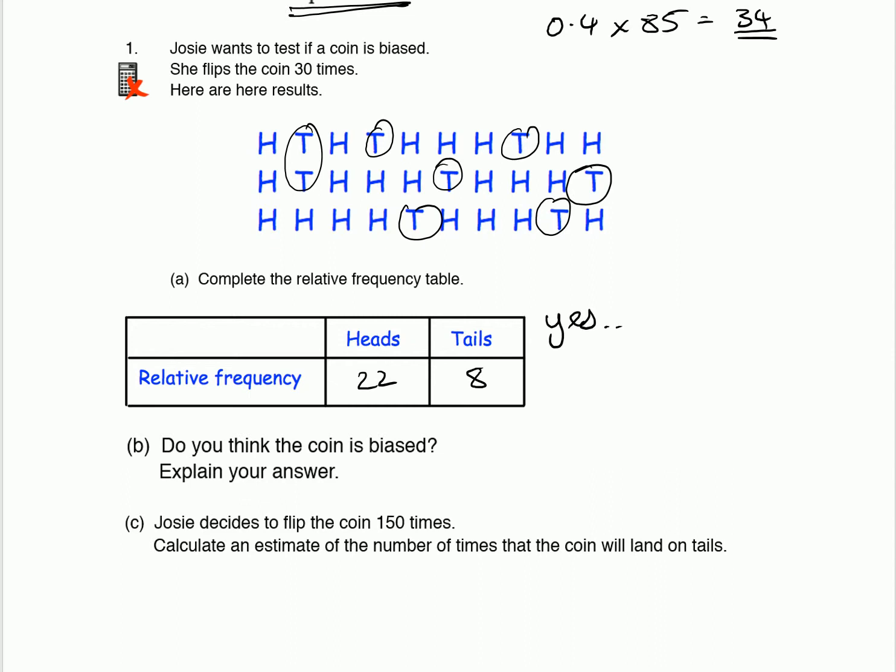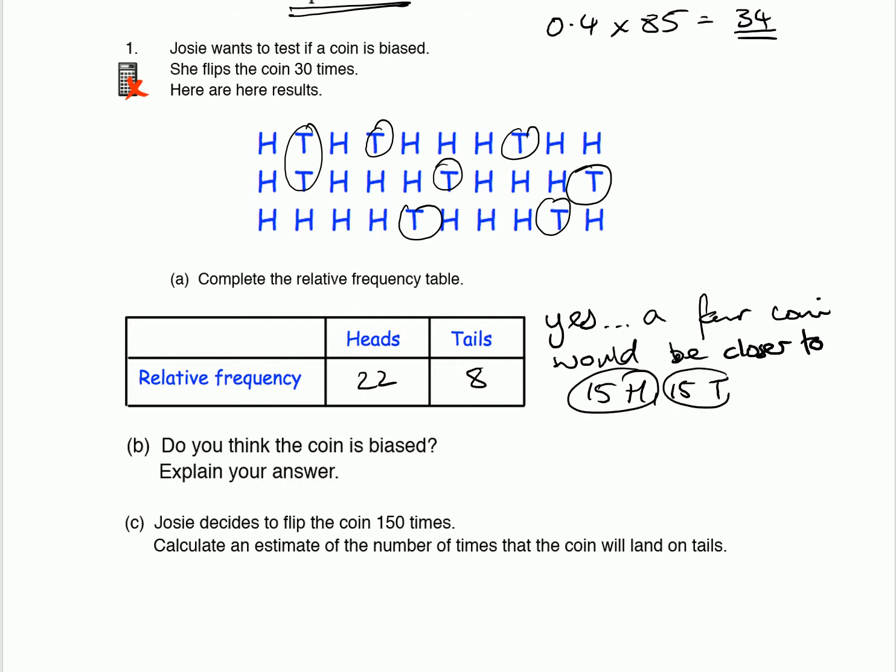A fair coin would be closer to 50-50, closer to 15 heads and 15 tails. It wouldn't be exact, that's quite unlikely in fact that we'd get a perfect balance, but we certainly would expect to be closer to 15 and 15.